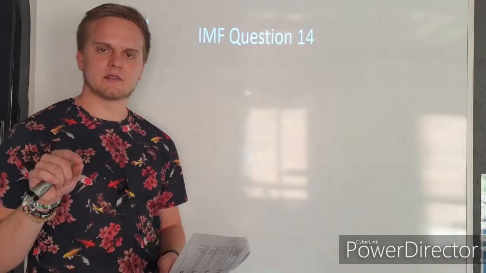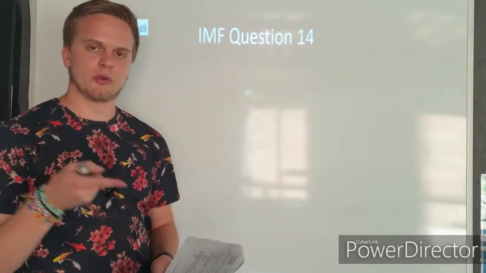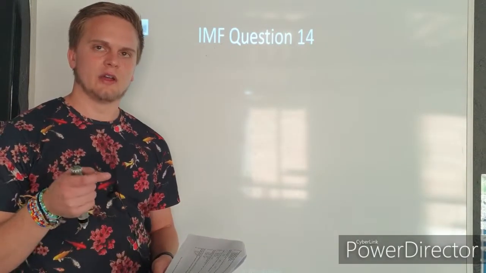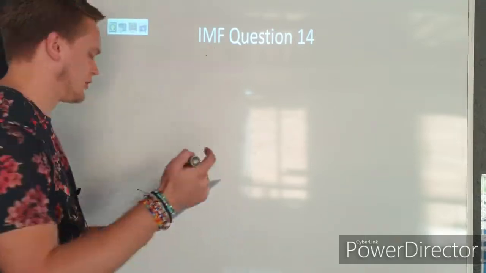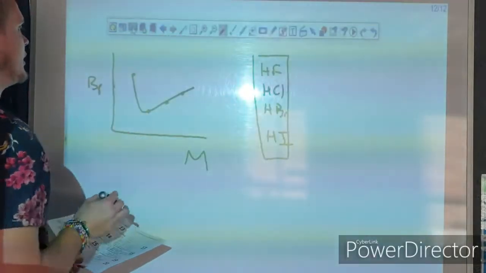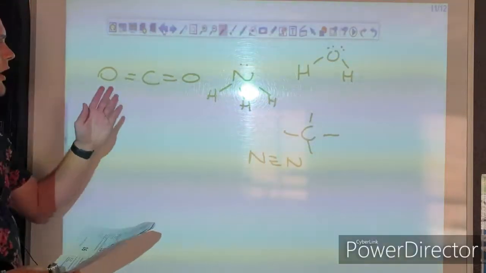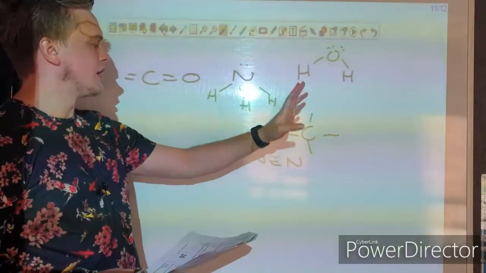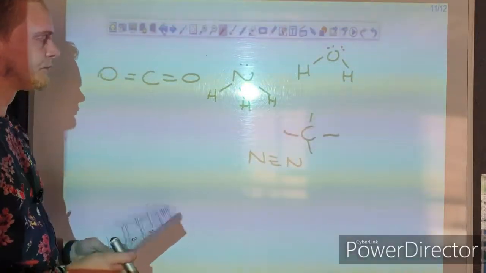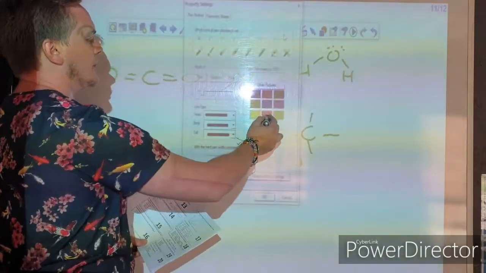Remember, your electronegativity numbers you're going to look at for bonds, so that's if it's a different type of bond. So let's check. I already drew the molecules. This is now for question number 14. Carbon dioxide, ammonia, water, CH4, and then your N2.